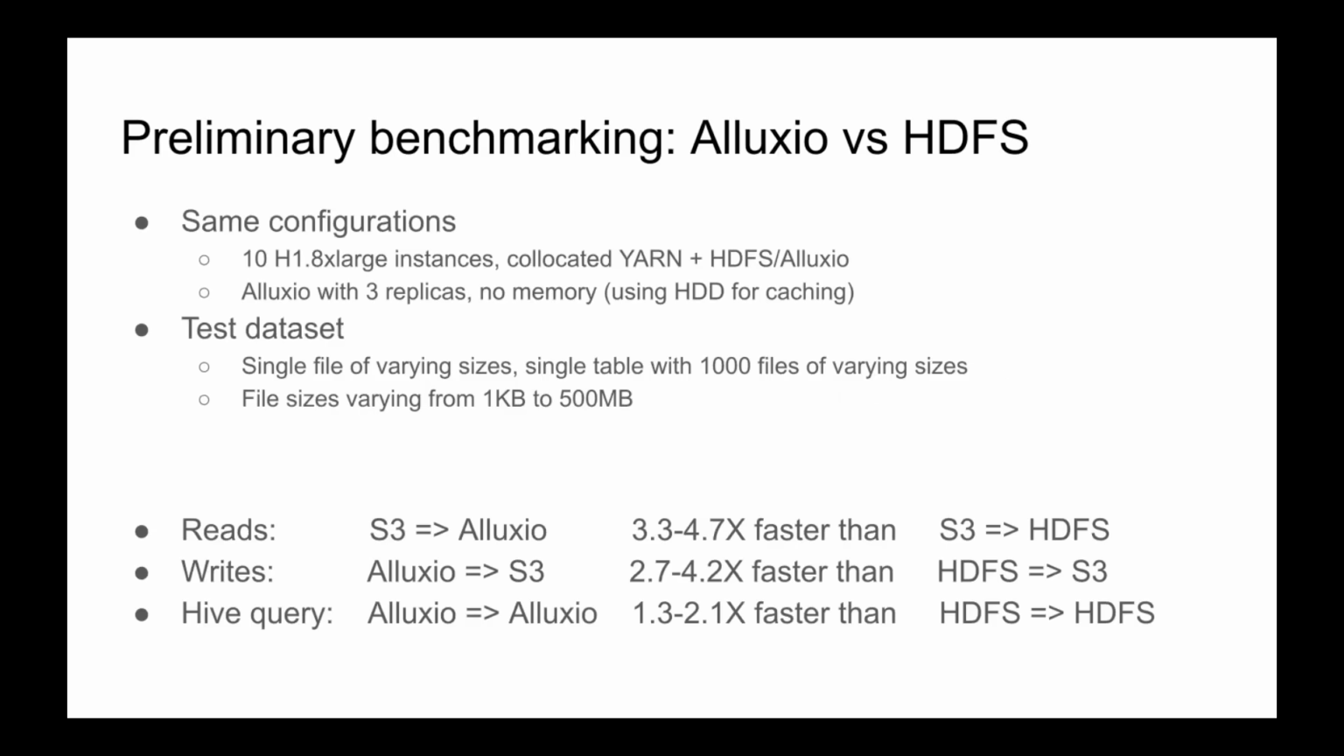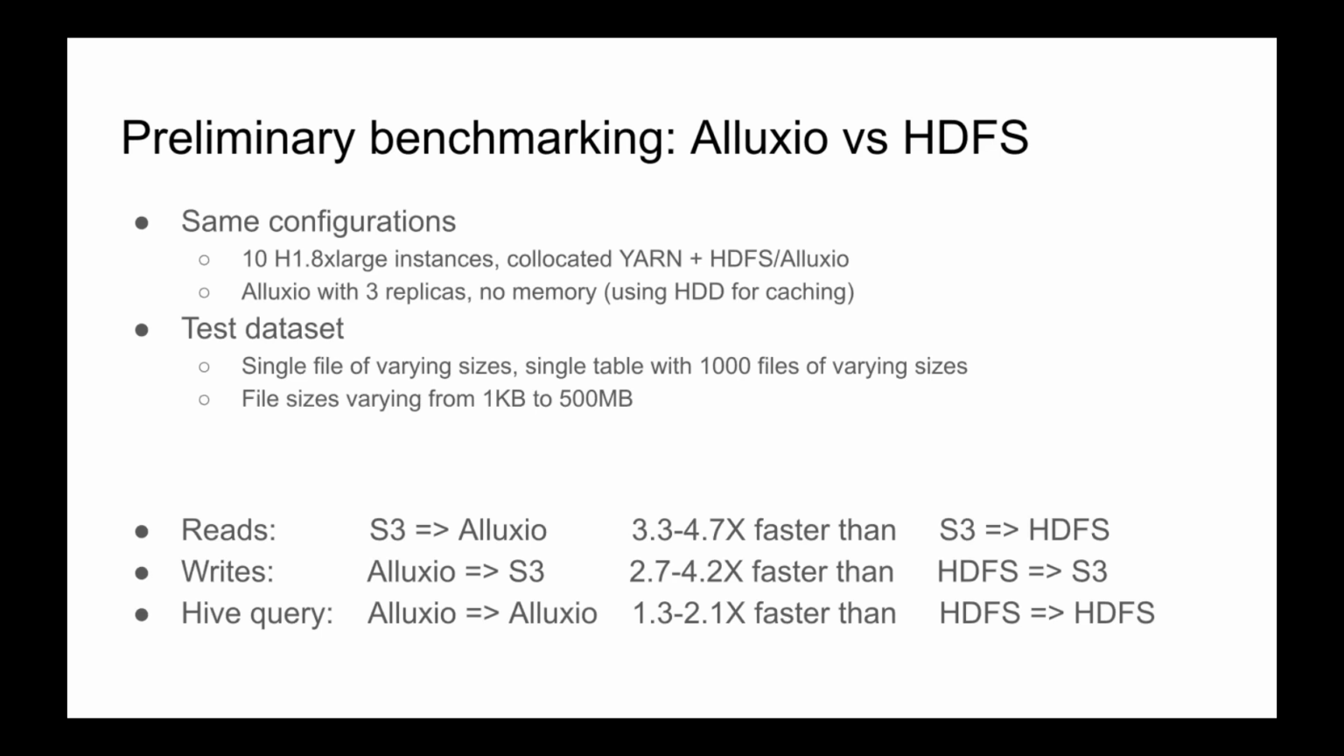So in order to answer that question, we did some preliminary benchmarking experiments last year, comparing the performance of Alluxio versus HDFS. So we adopted the same configuration with 10 H1.8 instances in AWS, and we collocate YARN and HDFS for Alluxio. We configured Alluxio to use 3 replicas of each data object, and we are not using memory for caching. That is, we are using hard disks for caching, which is supposed to be the worst case for Alluxio.